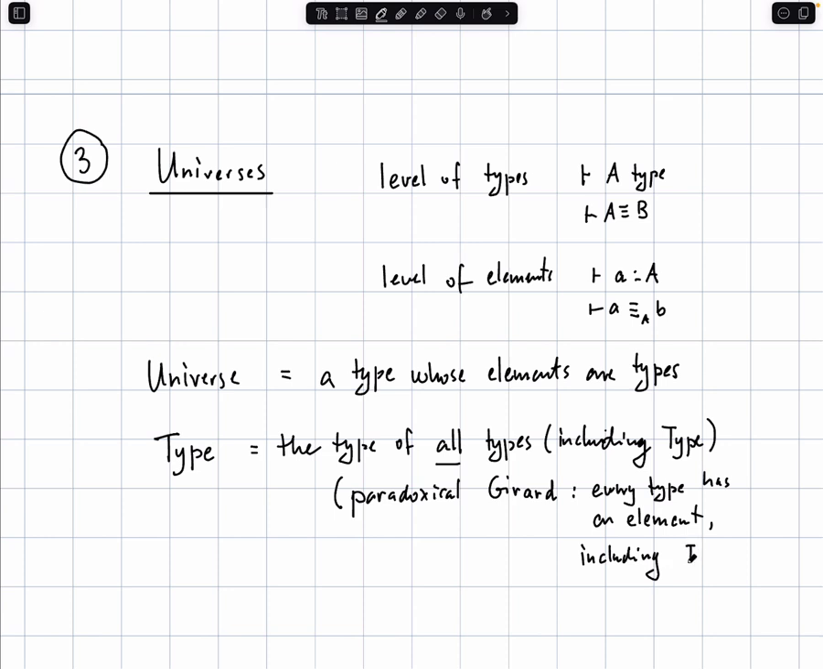But if every type has an element, then the type of identifications in natural numbers of 0 and 1 has an element. And you should be unhappy about that, right? Because your type theory now proves that there is an identification from 0 to 1. So I think it's fair to call that a paradoxical theory.